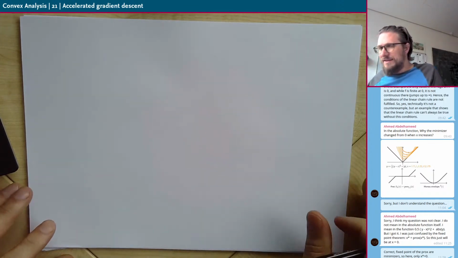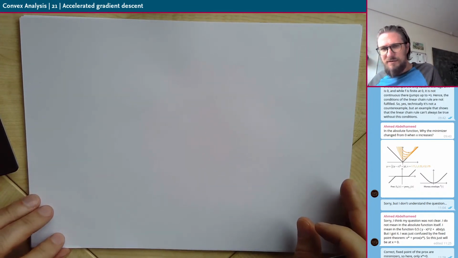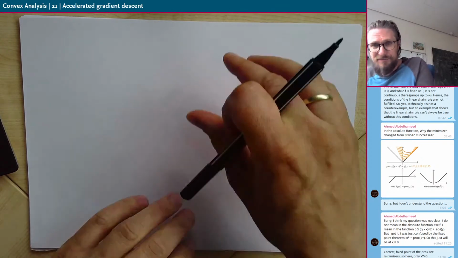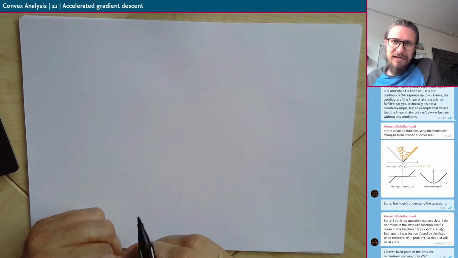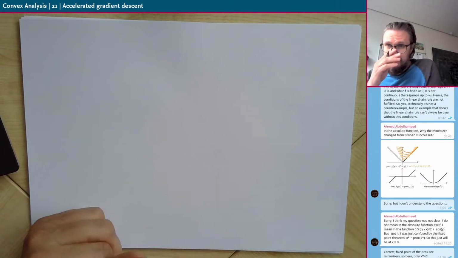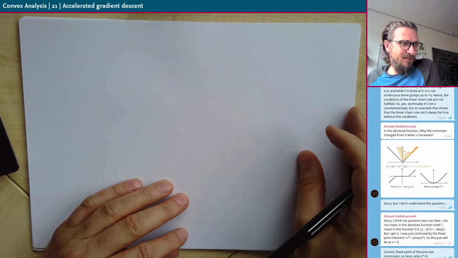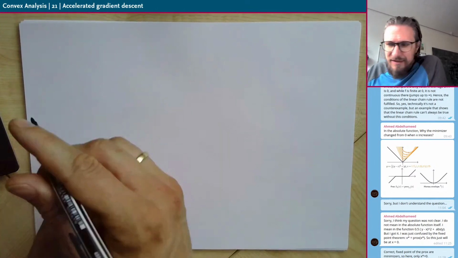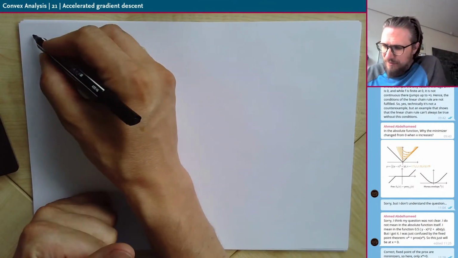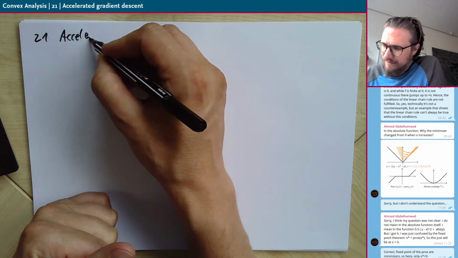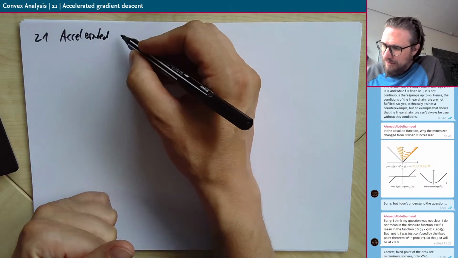Okay, and let's see. I think in the end, for the proof of the second result, the linear convergence of the accelerated scheme for the strongly convex and smooth case, I have to skip a few details. They are mainly just technical calculations, so one can just do them by yourself, but it just takes some time. Okay, let's get started. So our lecture is lecture 21. Accelerated gradient descent.